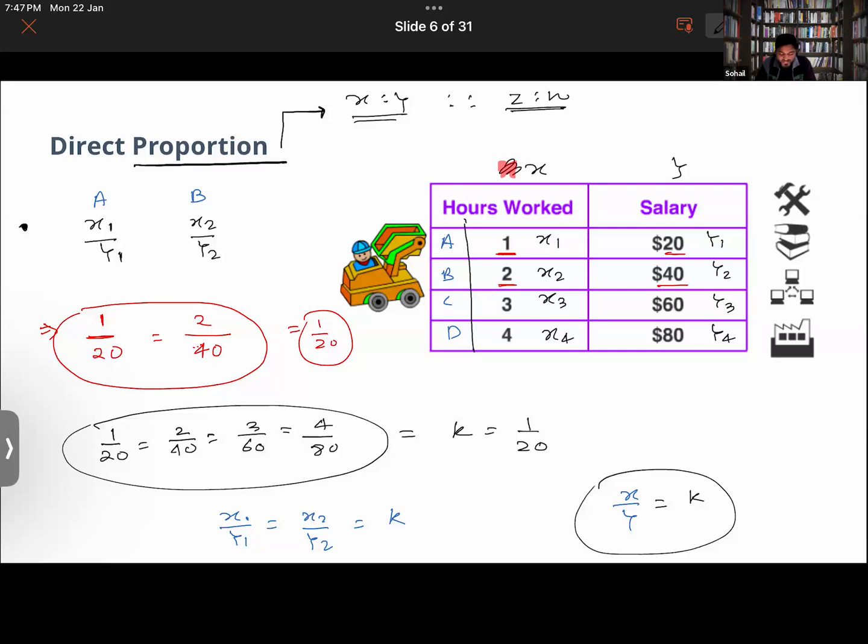So two quantities x and y are said to be in direct proportion if whenever the value of x is increasing, the value of y is also increasing in such a manner that x upon y remains constant. Everyone got this concept or not? That is clear to everyone, no? Okay, good.